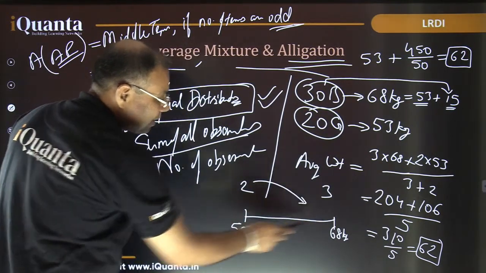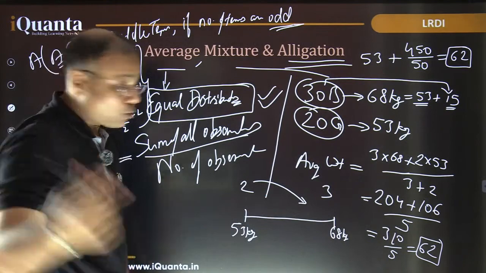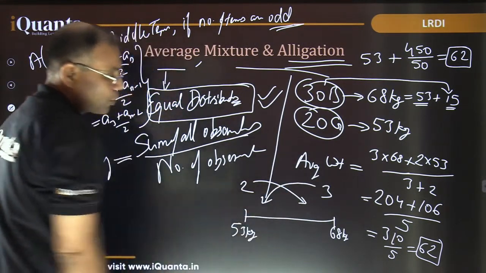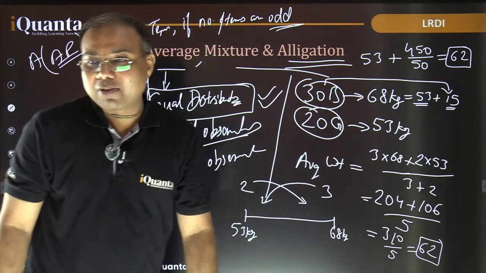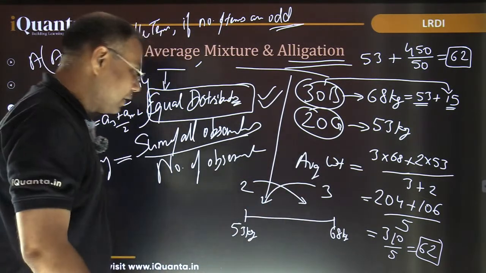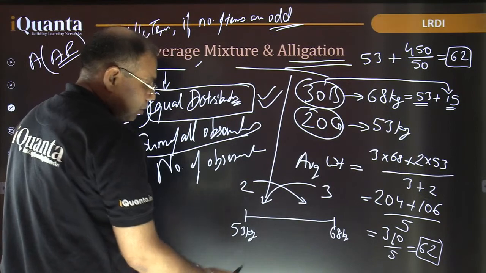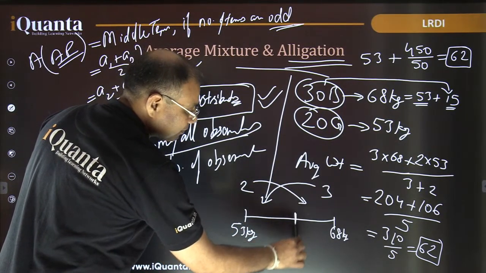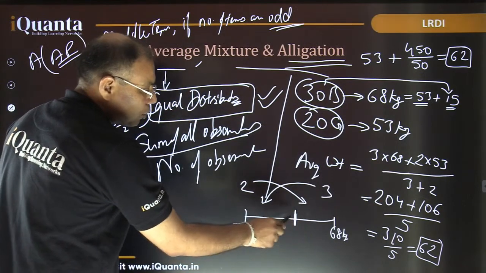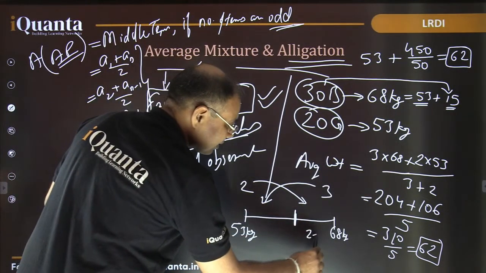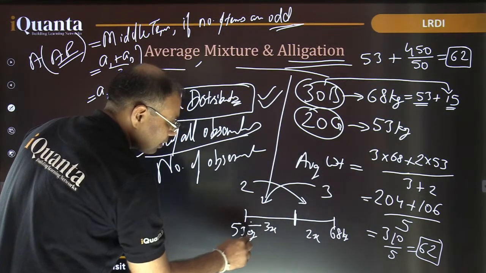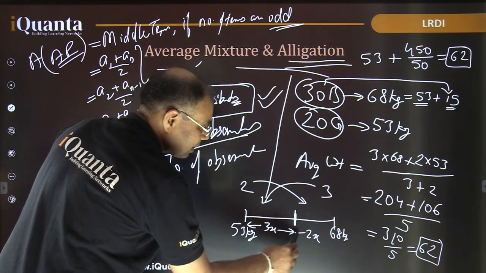This gap between 53 and 68, which is 15, as Gunjan mentioned, needs to be divided in the inverse ratio, right? That's it. So that will give us the value of the average. So let this be that average value. So this gap is 2x and this must be 3x. Is it okay?